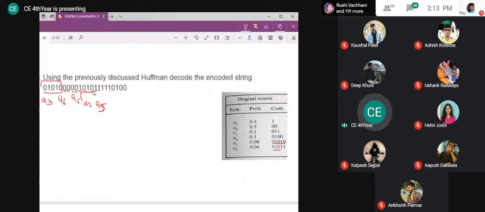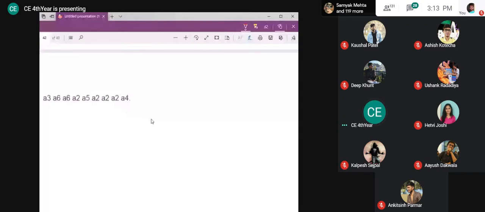So what are our symbols, if you want to check? A3, A6, A6, A2, A5, A2, A2, A4. These are the decoded symbols.